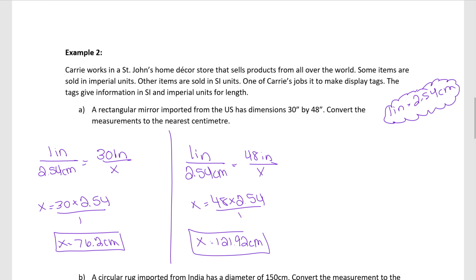Okay, so the dimensions of that mirror in SI units are 76.2 centimeters by 121.92 centimeters.